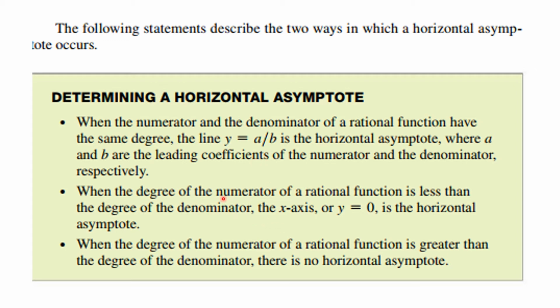When the degree of the numerator of a rational function is less than the degree of the denominator, the x-axis, or y equals 0, is the horizontal asymptote. When the degree of the numerator is greater than the degree of the denominator, there is no horizontal asymptote. Now, we do have something called an oblique asymptote, and we will solve those by first doing polynomial long division, which we learned earlier.